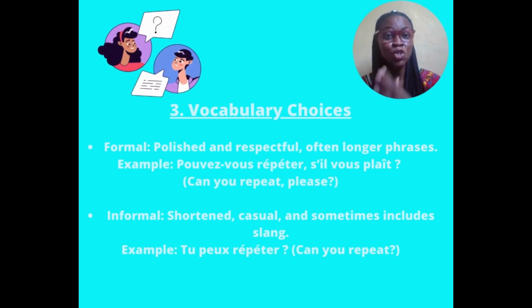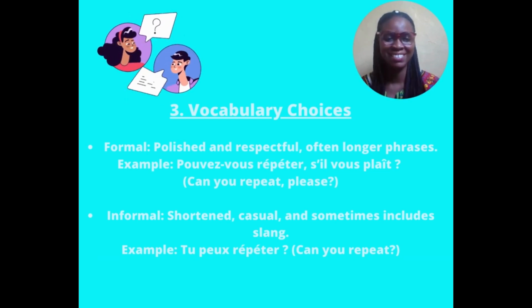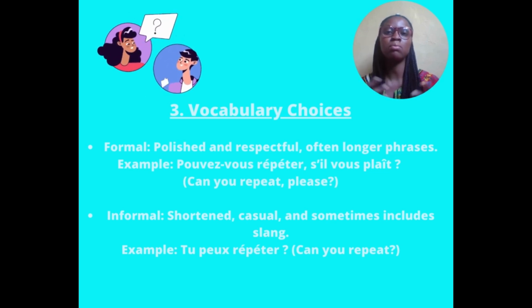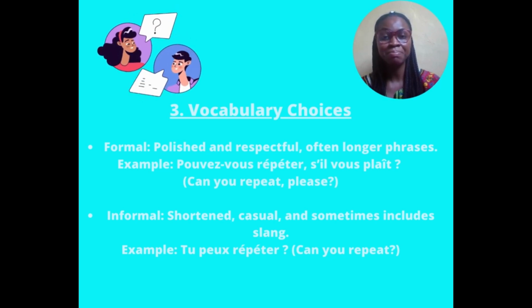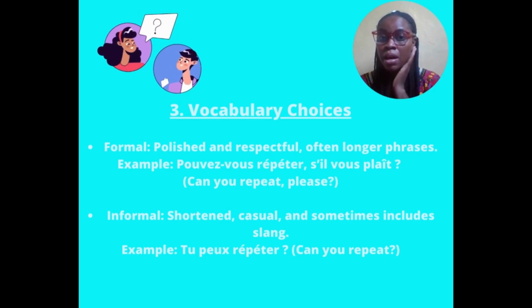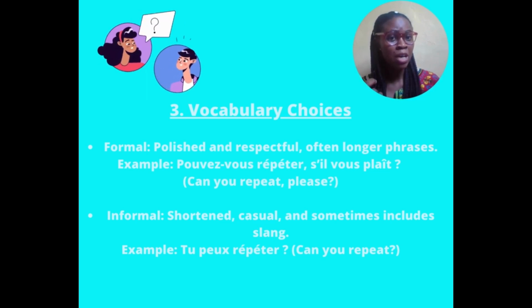Longer phrases. So what is the shorter version of this expression? Tu peux répéter? You see, shorter, casual. In the vocabulary choice in informal settings, amongst family, friends, and the presence of God, it is usually shorter, casual, sometimes even slang. There's a French slang called verlan. That's another lesson, so you can check it out. V-E-R-L-A-N. You can put it in the comment section. If you request it, I can give you a guide or even a list in the comment section. So, pouvez-vous répéter s'il vous plaît? Tu peux répéter? Casual, friend.